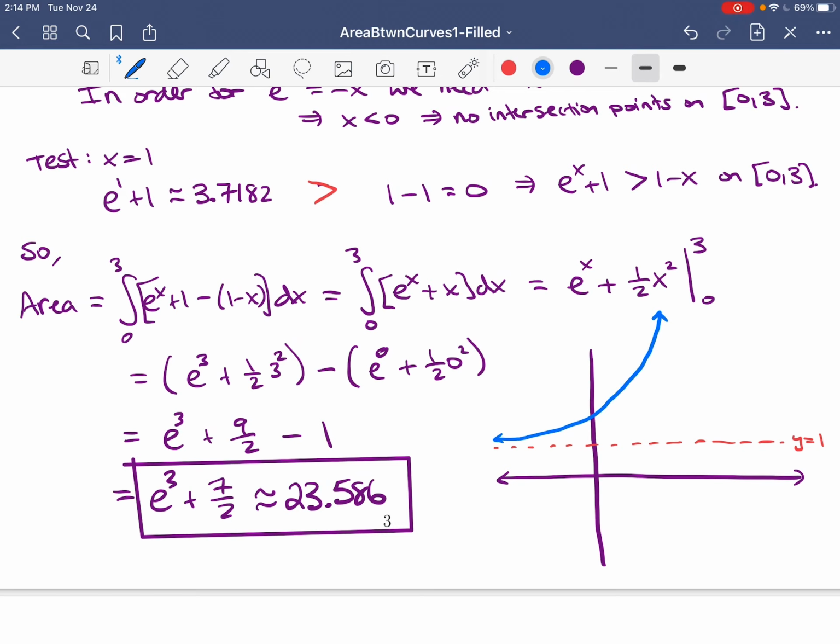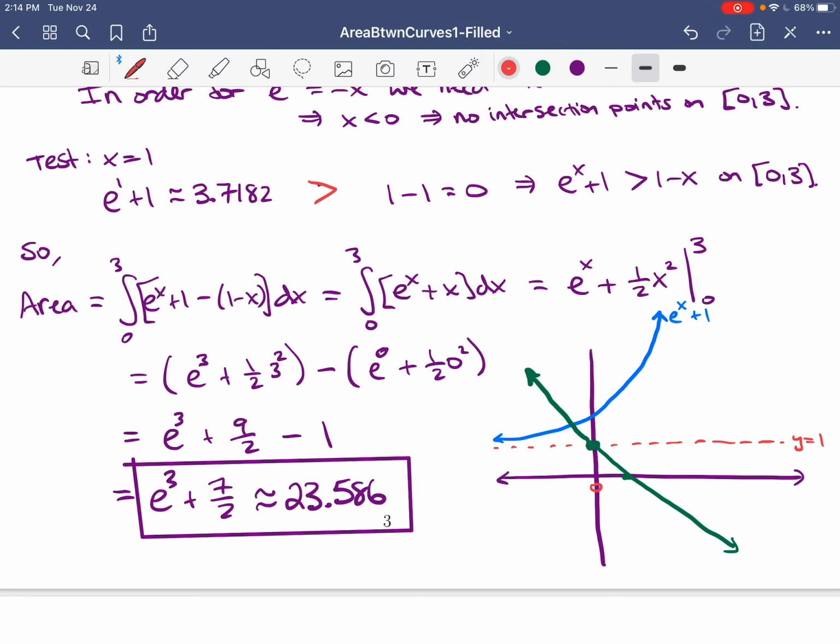And look like that. Okay, horizontal asymptote at y equals 1. And then the graph of 1 minus x has a y-intercept at 1, and then an x-intercept also at 1, so a slope of -1. Okay, so it looks like this. And you can see that there is an intersection point, but it's not in our interval.